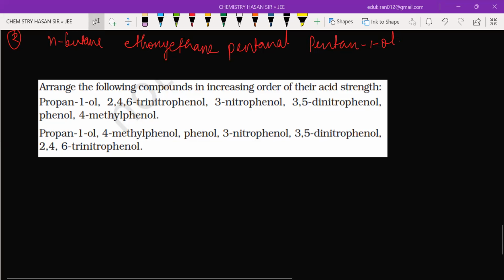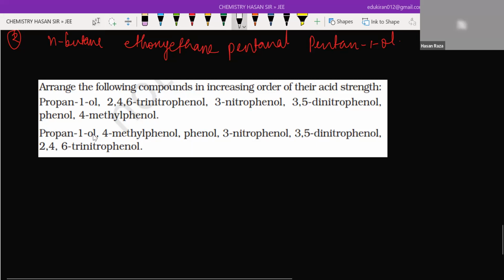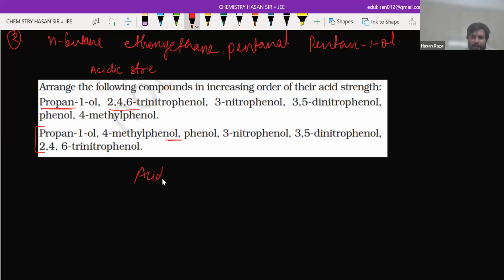Any answer? Okay, first of all, I'm going to write it in this way. Propanol: you know that phenol is more acidic than alcohol. That means this propanol will be at last. Okay, 2,4,6-trinitrophenol. I think the answer is given here. The answer I already copy pasted.